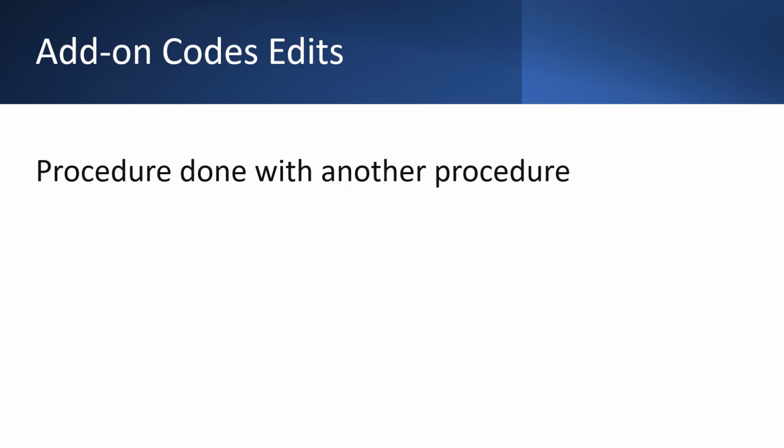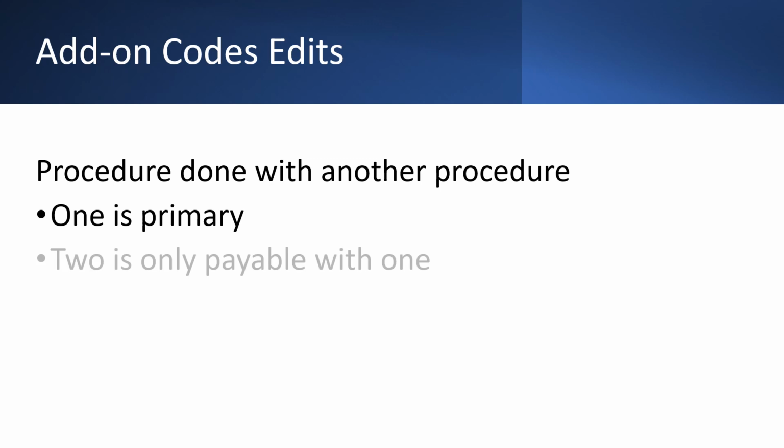The last type of NCCI edits are the add-on code edits. These are the same edits as published by the American Medical Association, or CPT, edits. Add-on codes are when a procedure must be done with another procedure. A primary procedure is payable without the secondary procedure being done. The secondary procedure is only payable when the primary procedure is performed and billed. An example of this is an additional 15 minutes after the first 15 minutes has been billed.